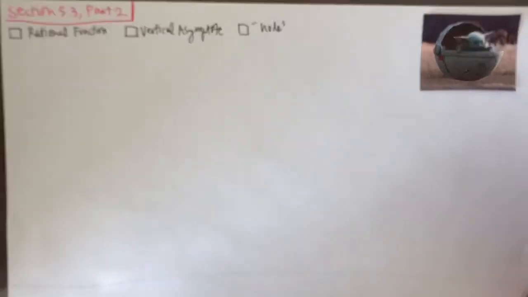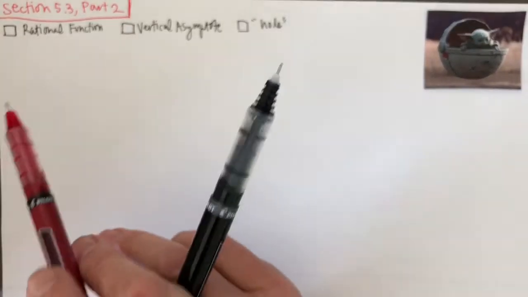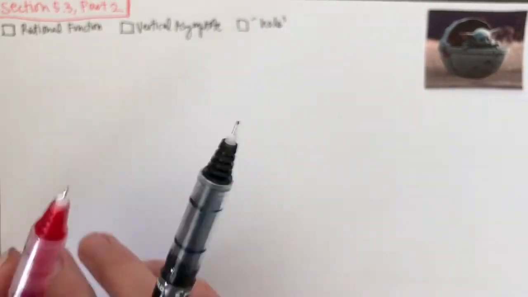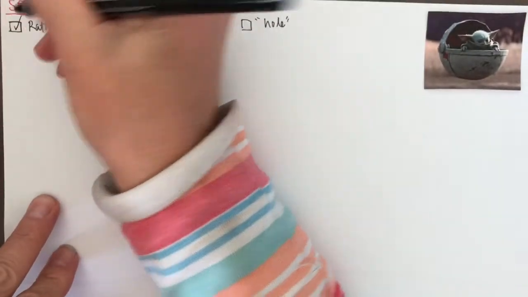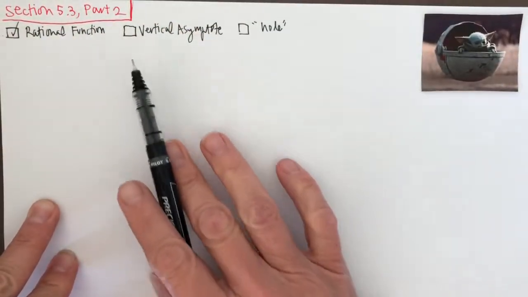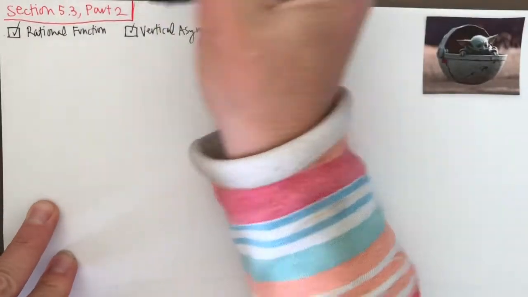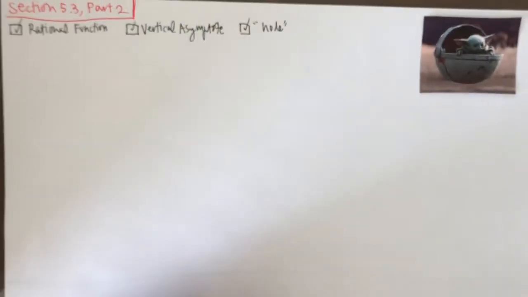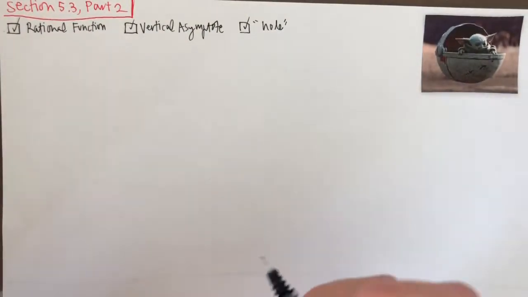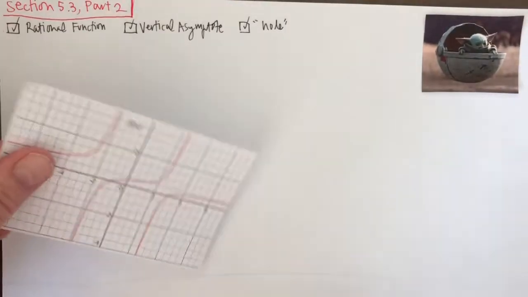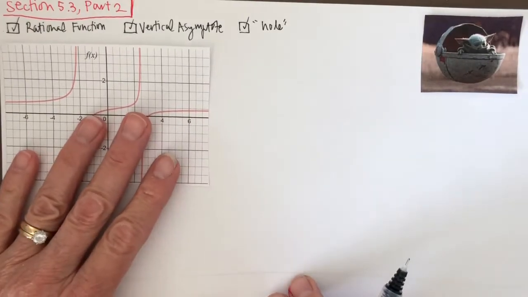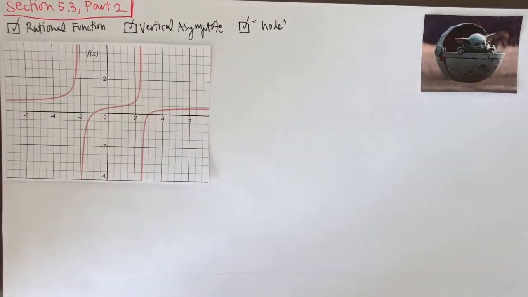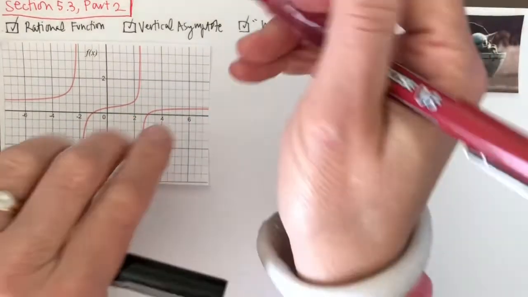Okay, we have some more things to talk about with rational functions. But so far we've talked about what a rational function is. We discussed what vertical asymptotes were. We saw something called a hole, or a removable discontinuity, and the difference between those and vertical asymptotes and when they happen. And we're going to go back to our old example.